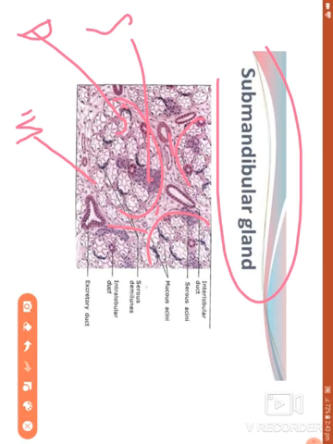There are some small ducts inside the lobule, called the intralobular ducts. In between the lobules are the interlobular ducts. Intralobular ducts are small ducts lined with cuboidal to columnar cells with striations. Interlobular ducts are lined with pseudostratified columnar, and larger ducts with stratified columnar or cuboidal epithelium. So that's about the structure of the submandibular gland.